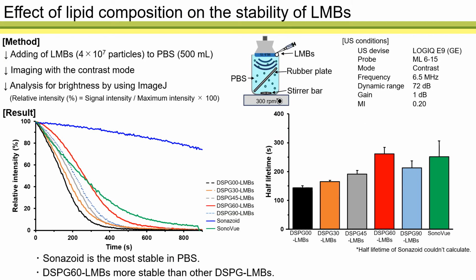Next, we examined the stability of the LMBs with various lipid compositions. LMBs were added to PBS and observed with the contrast mode of ultrasonography. Relative intensity was expressed in this equation. This is the time-relative intensity curve. Sonazoid is the most stable in PBS. DSPG60 LMBs were more stable than other DSPG LMBs.